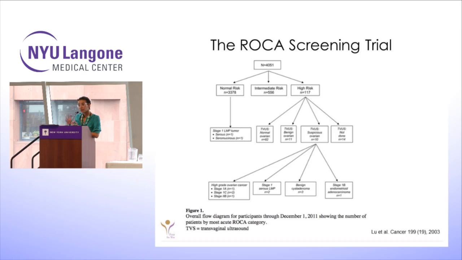So if your ROCA screen came back normal, then you just had another CA125 in a year. If you were at an intermediate risk based on your ROCA screen, then you had another CA125 in 3 months. And if you're at high risk, then you were triaged to an immediate ultrasound and evaluation by a GYN oncologist. As it turns out, only about 6% of people were triaged to the intermediate risk every year, and less than 1% of people were triaged to the high risk. So it was not overly burdensome for the patients.